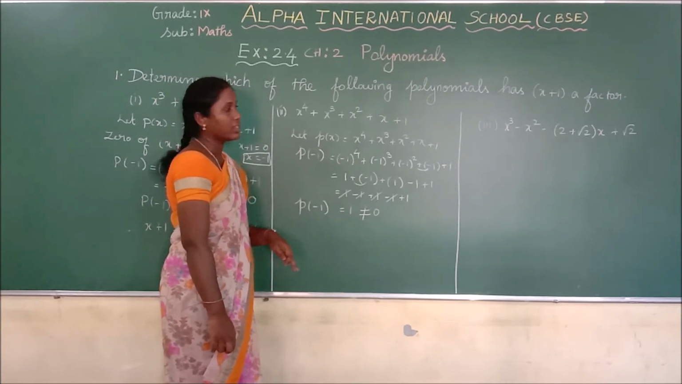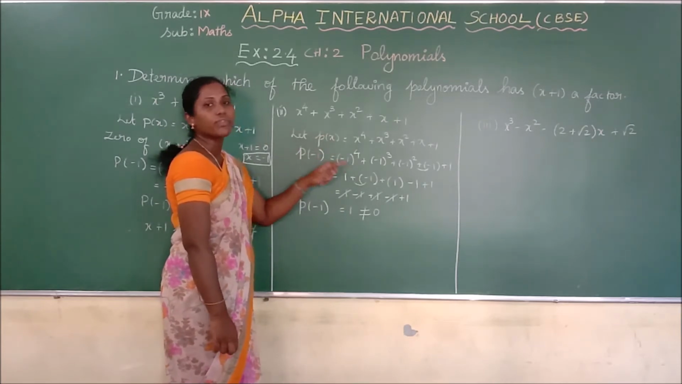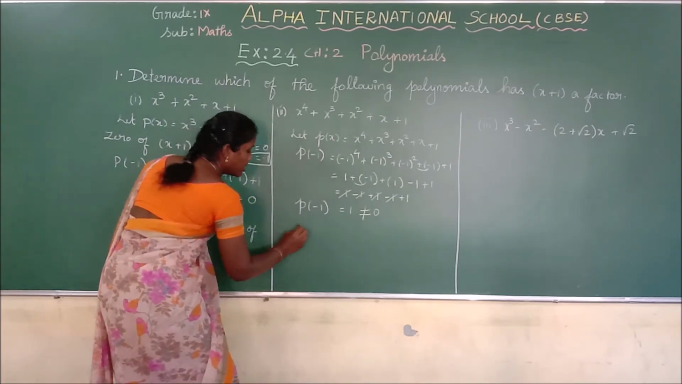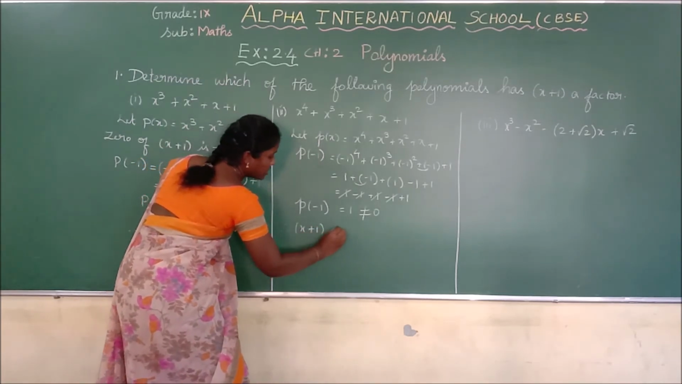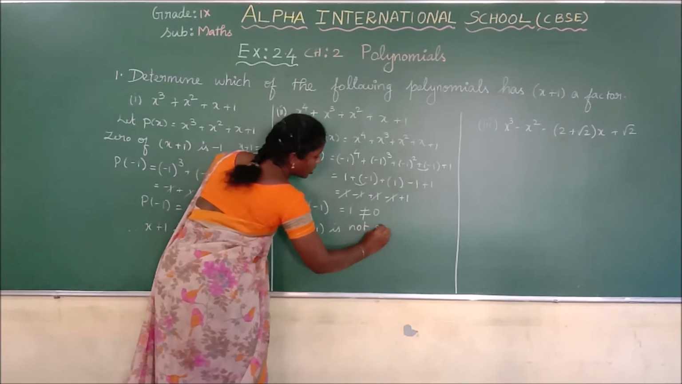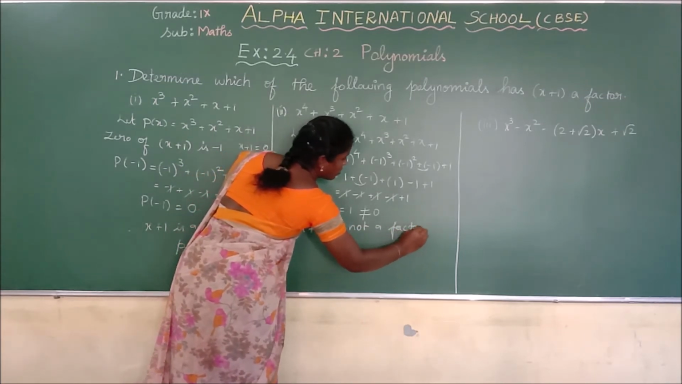So what is the conclusion? X plus 1 is not a factor of p of x. So write that, therefore x plus 1 is not a factor of p of x.